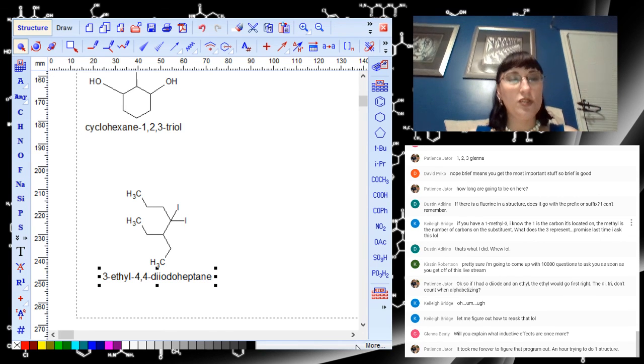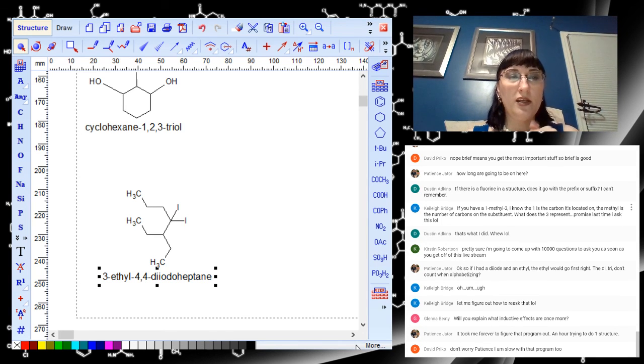There we go. So you can see that the ethyl comes before the iodine, even though D comes before E. Okay.